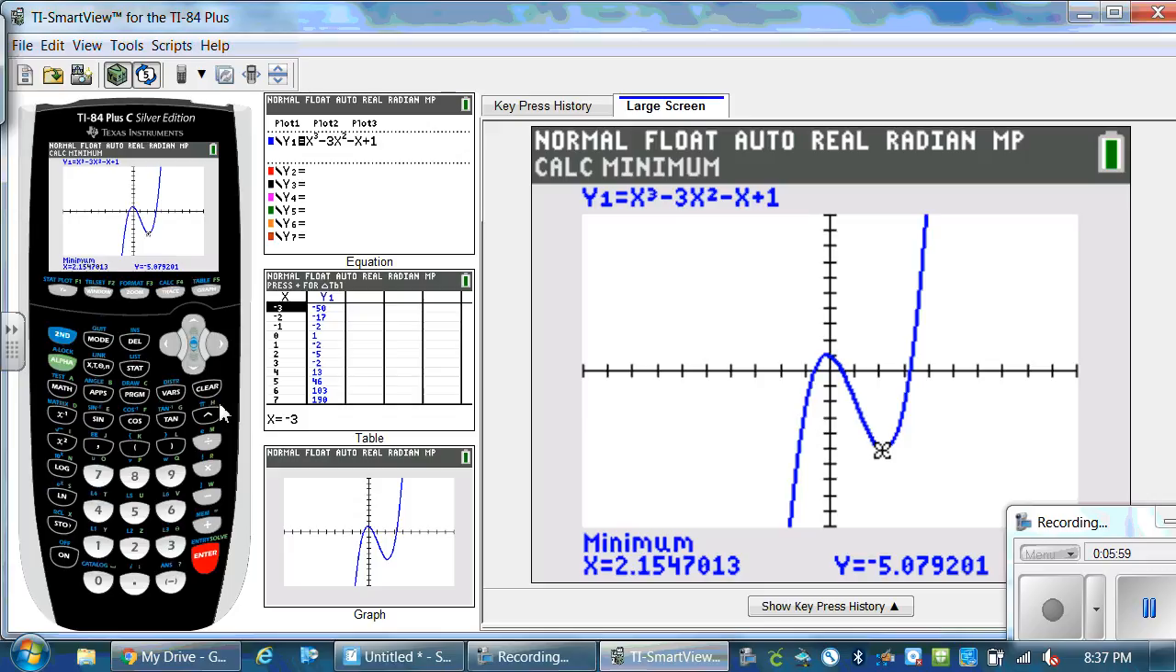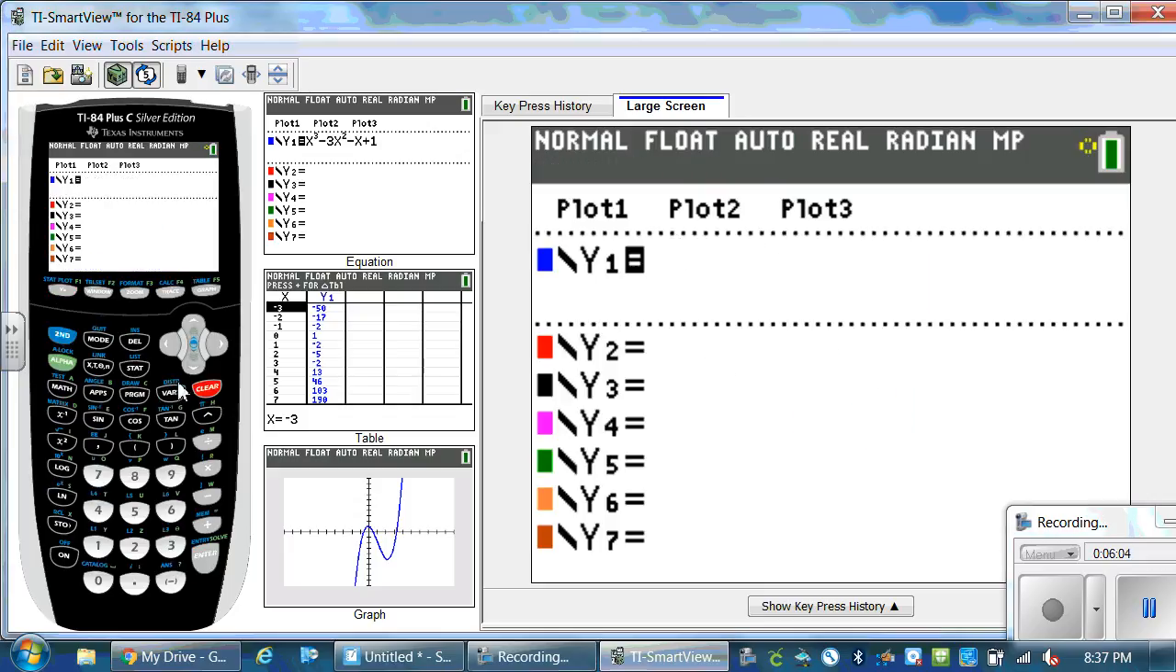Let's take a look at problem 54. y equals 4x plus 2, 4x plus 2. And I'm going to graph that.